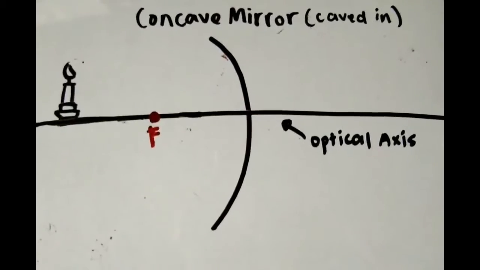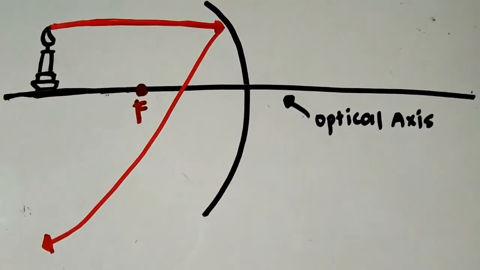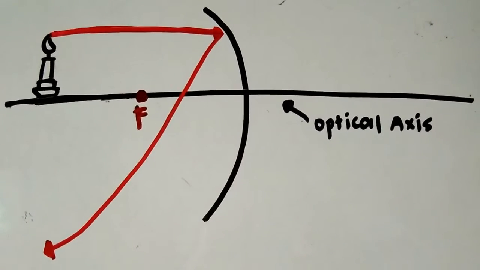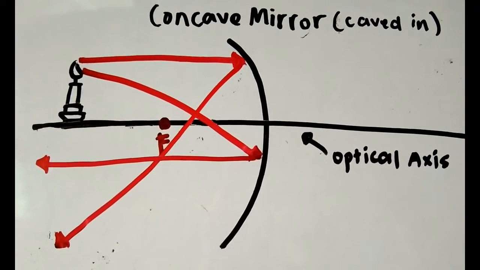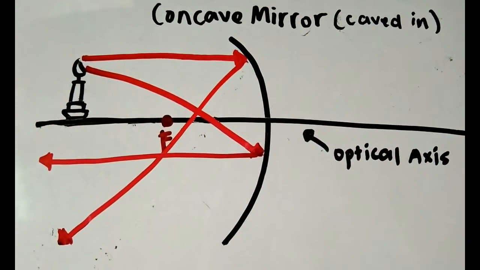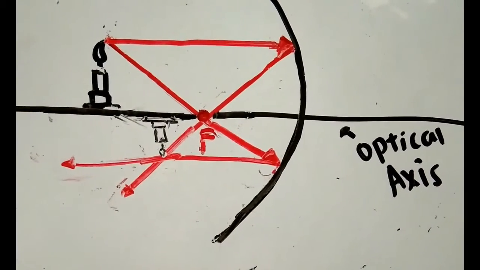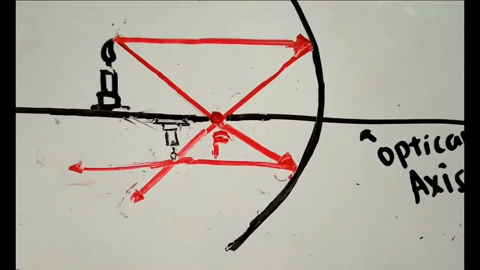Concave mirrors. The first ray comes in parallel to the optical axis and reflects through the focal point. The second ray comes through the focal point and reflects parallel to the optical axis. A real image forms where the light rays converge.